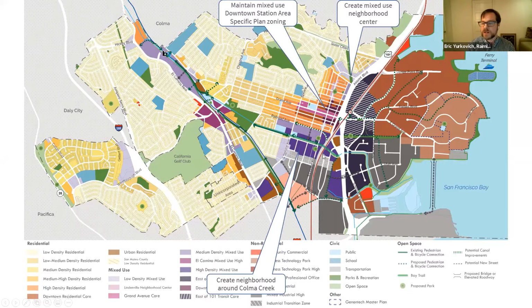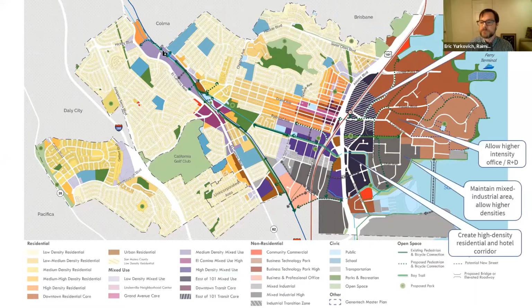And we also heard about creating this residential neighborhood around Colma Creek, really transforming this area, but making sure that we feather the density from the creek, which is a little bit higher, to a little bit lower as you get to downtown. So we minimize some of those impacts on existing downtown residents.